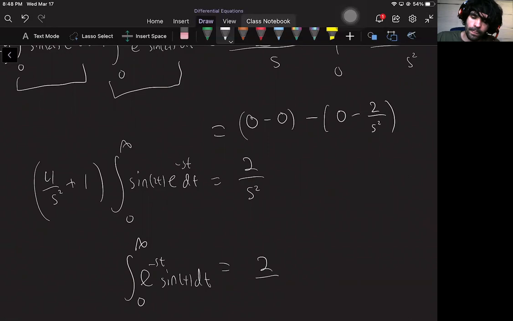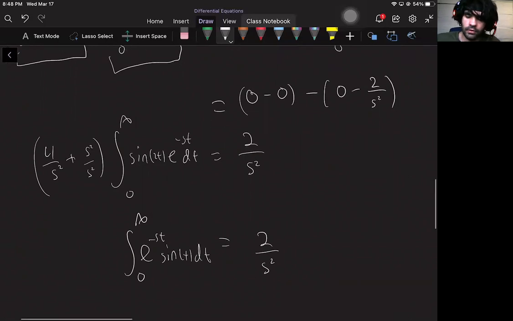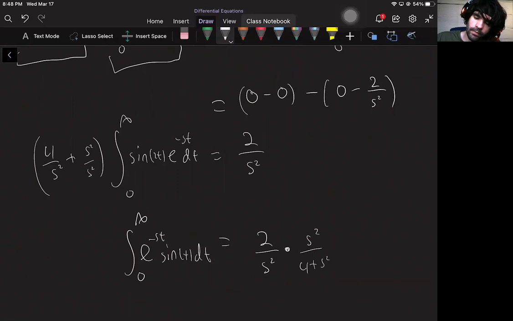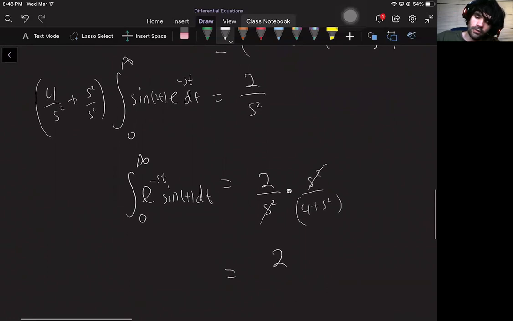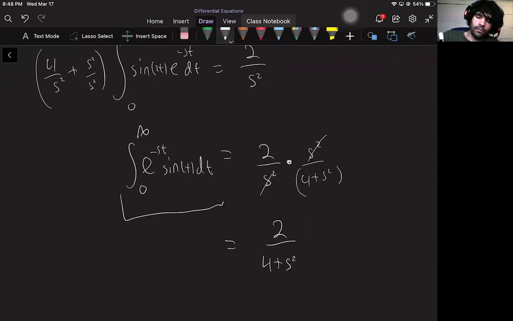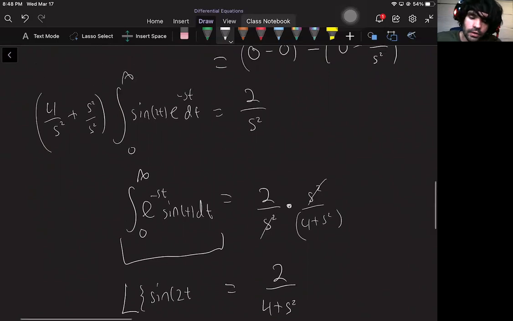So this is 2 over s squared. Let me change this 1 over here to an s squared over s squared, so that it becomes 4 plus s squared over s squared, so that when I multiply it across, it's s squared over 4 plus s squared. And then those will cancel. So I'm finally done. 2 over 4 plus s squared. So that is the Laplace transform of sine of 2t. Whoops, I changed this to a t, but there was a 2 there. 2t. Okay.